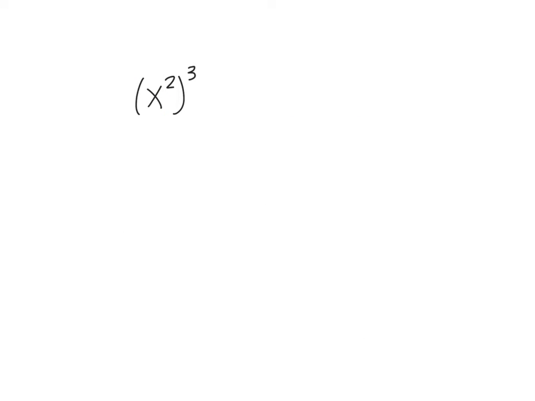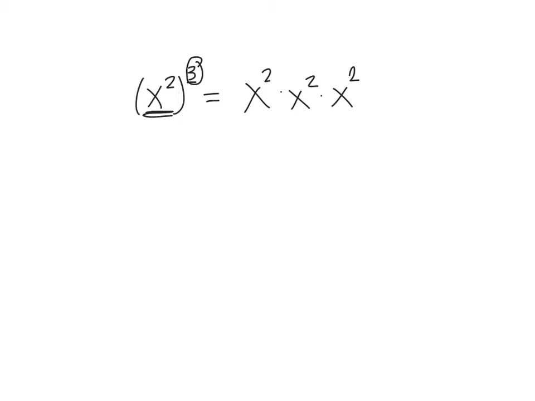Our next exponent rule is, what if I have something to an exponent and then that's raised to another exponent? Well, let's use our exponents to figure this out. This 3 means that I have 3 of these. So I have x squared times x squared times x squared. So I have 3 of them.